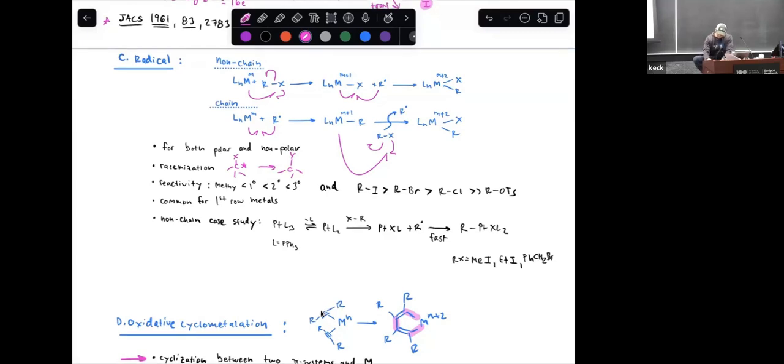Reactivity trends are clearly distinct from what we saw in the nucleophilic case because they track with the ability of the corresponding group to stabilize radicals. So here, tertiary alkyl radicals we know are more favorable, more stable, compared to secondary, compared to primary, compared to methyl.